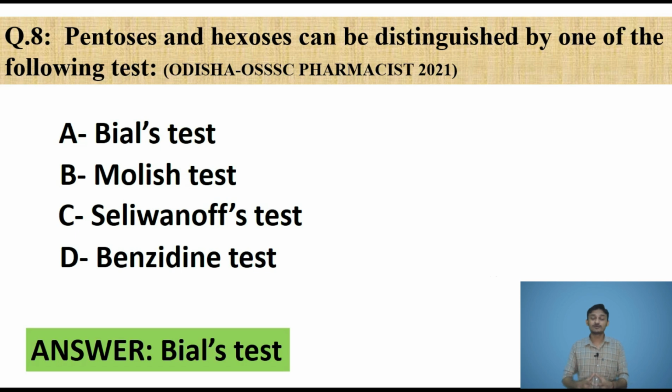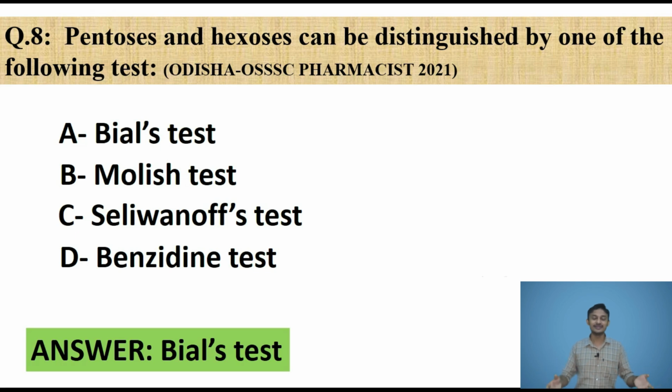So what is the Molisch test? The Molisch test is used to check the presence of carbohydrate, total carbohydrate. Now the second one is Seliwanoff's test. What is Seliwanoff's test? Seliwanoff's test can be used to distinguish between aldoses and ketoses. So what is aldose and what is ketose?